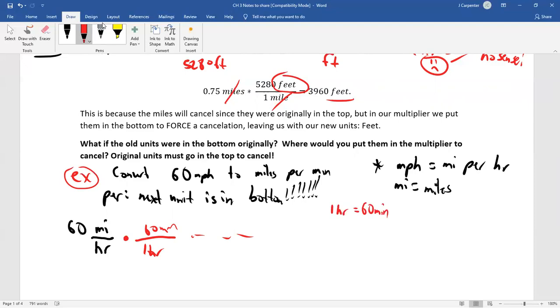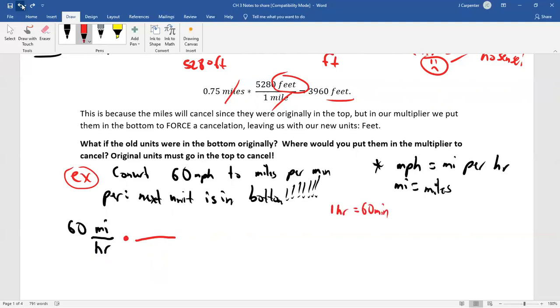Oh, well, we're trying to get rid of the hours. In the last example, we put the hours in the bottom so they cancel. But look at this. The hours are in the bottom, so they're not going to cancel. They would stack. The units we would get for this would be miles, minutes per hour squared. Again, my brain is literally exploding in front of you right now. It wouldn't make sense.